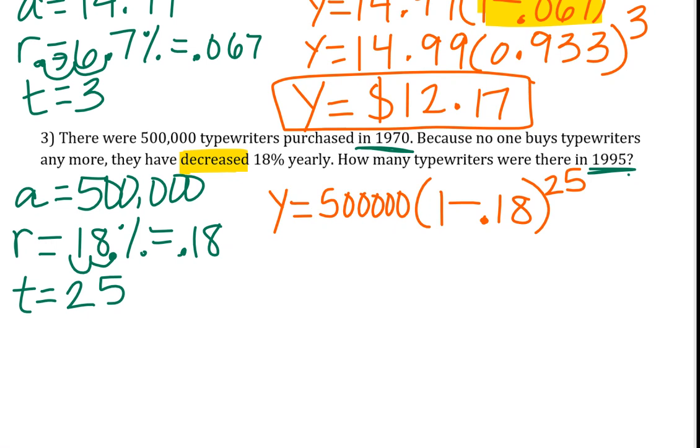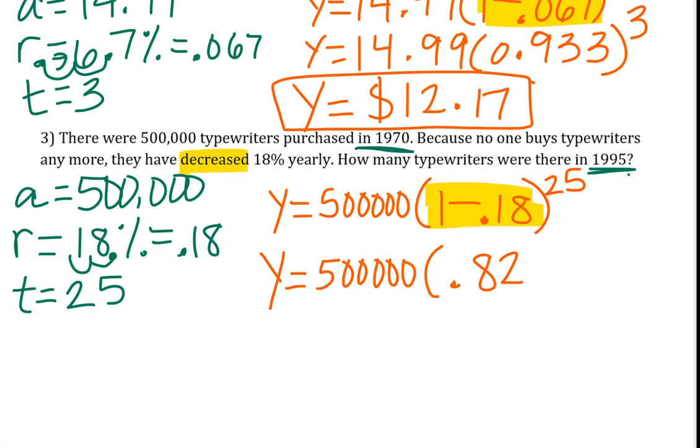Again, we need to put the part that's inside of the parentheses in the calculator and simplify it. And when I do that, I get y equals 500,000 parentheses 0.82 to the power of 25. Then we plug that into the calculator.